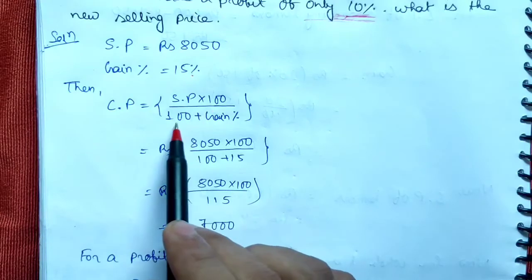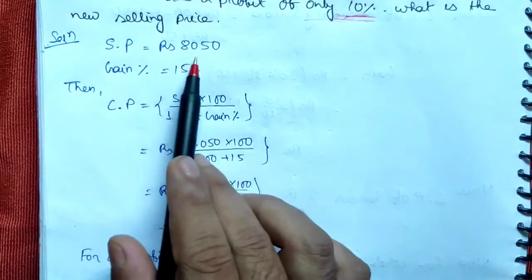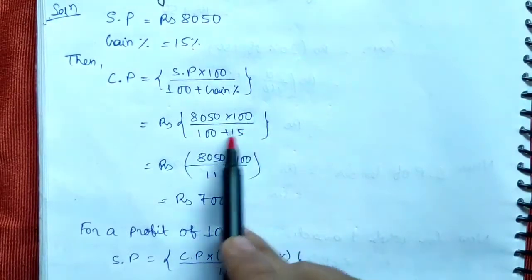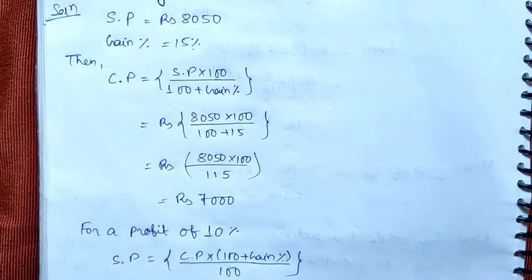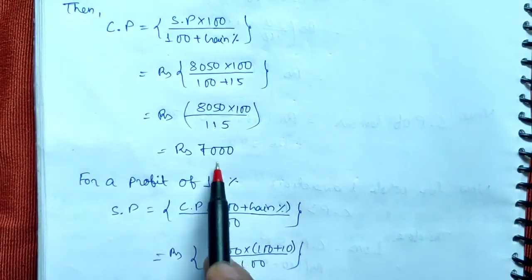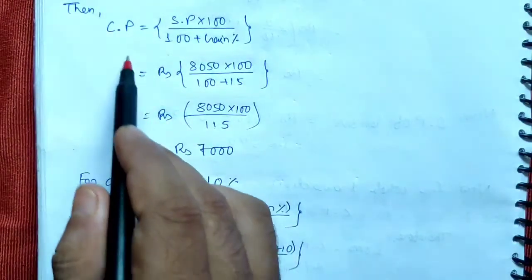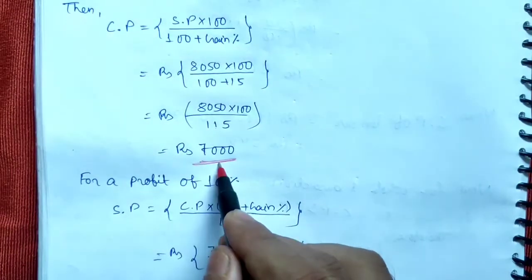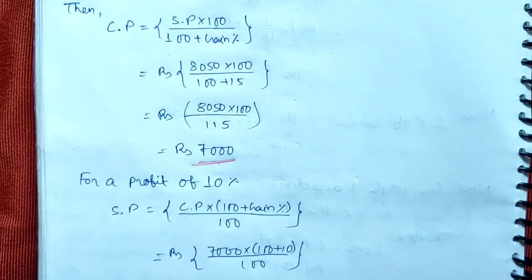SP into 100 divided by 100 plus gain percent. SP is what? 8050, isn't it? So 8050 into 100 divided by 100 plus 15, which is 115. Now if we cancel this, we get a result 7000. Okay, so this 7000 is what? CP, isn't it? CP of that goods.